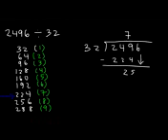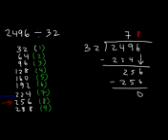Now let's bring down the 6. We can see that 32 goes into 256 8 times with a remainder of 0. So therefore, 2496 divided by 32 is equal to 78. That's the answer. Alright, let's try another example, but with a much larger number.